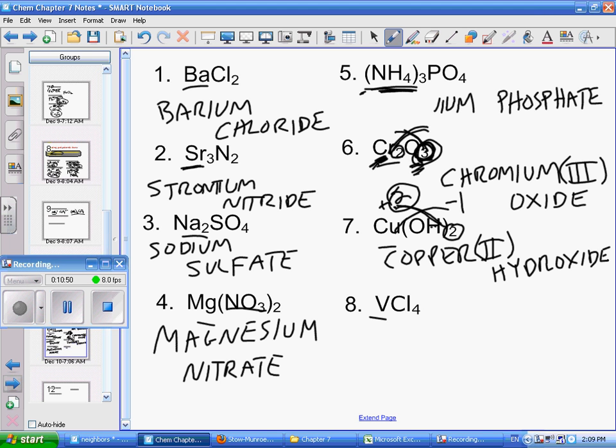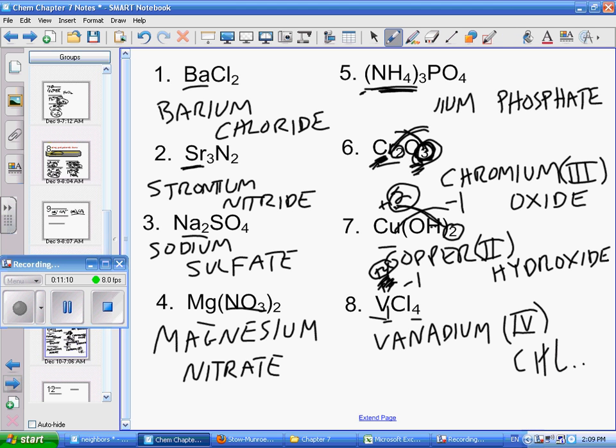Okay? Vanadium can come in plus 2, or it can come in plus 4. Chloride only comes in minus 1. So I have to have a 1 to 4 ratio. Well, the only thing that gives me a 1 to 4 ratio is this plus 4, so it must be vanadium 4 chloride.